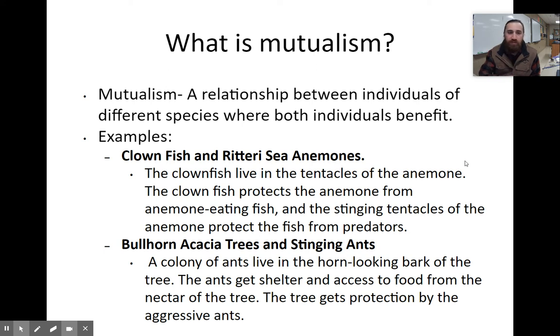But mutualism, guys, clownfish, sea anemones. Is there a whole bunch of other mutualistic relationships out there in the ocean? Yes. Okay, but that's just one example.